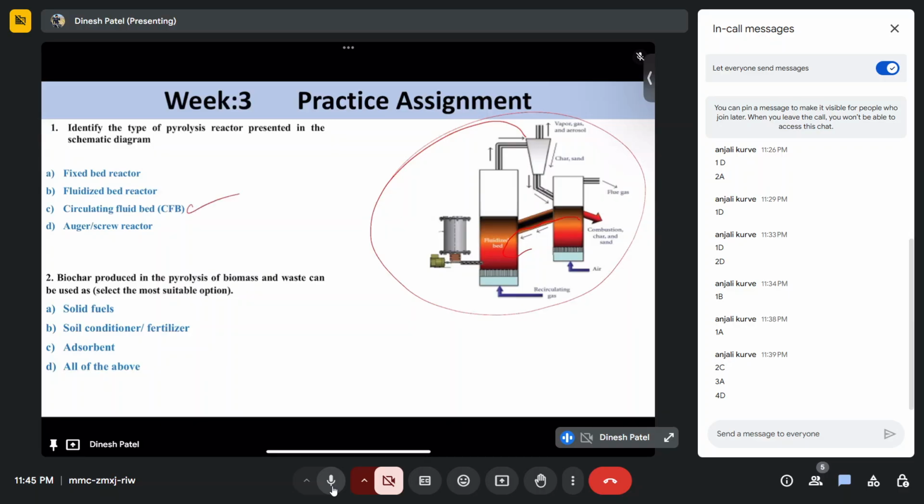And the last question: biochar produced in the pyrolysis of biomass and waste can be used as a. So the correct answer is all. Your biochar can be used in all these three applications.